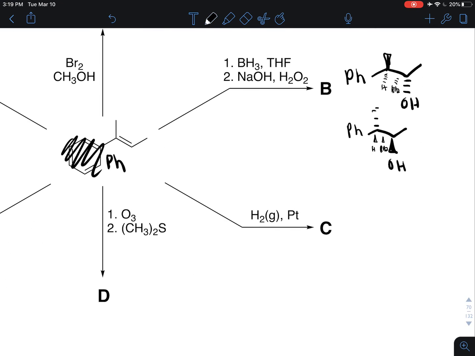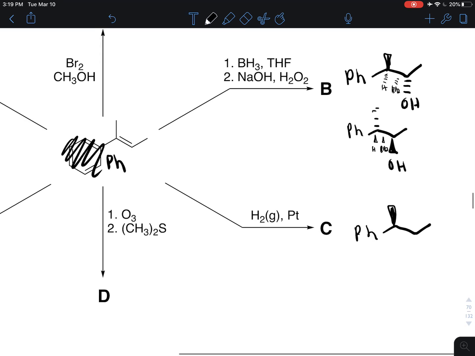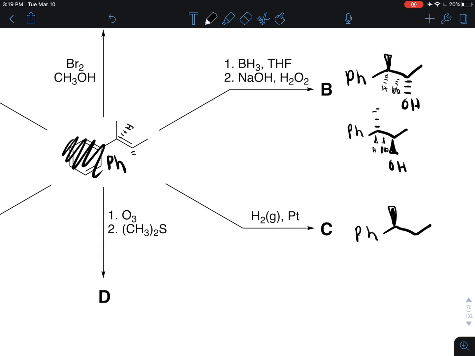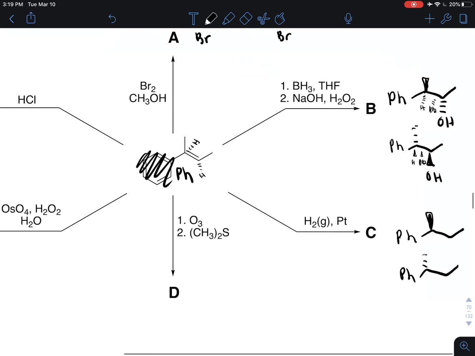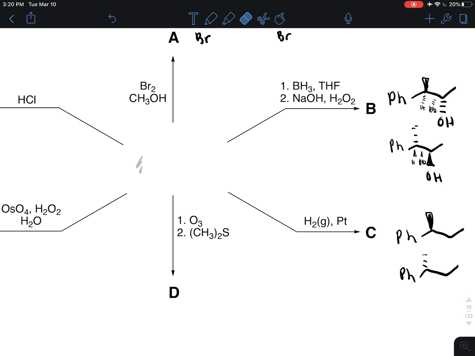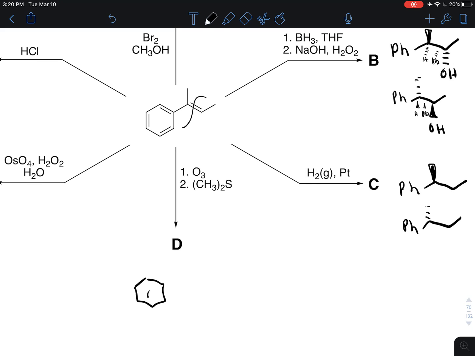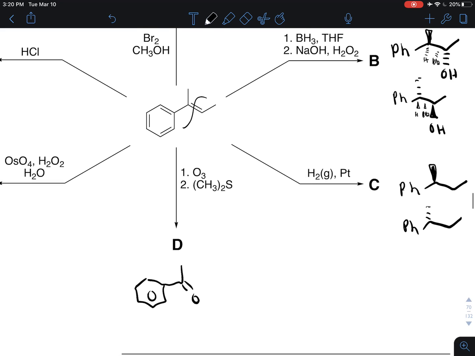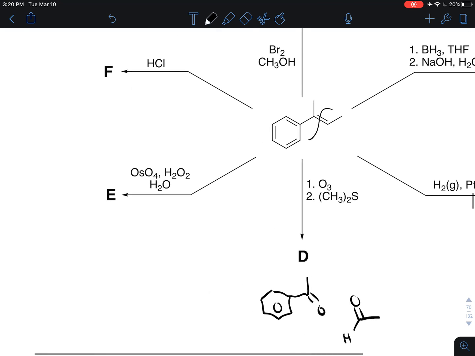Okay, so in C, you're adding hydrogen gas and platinum to the pi bonds. Remember, that's also syn addition. So remember that it's adding a hydrogen here, and that's going to force sometimes those substituents up or down. Okay, so those are those structures. Okay, so ozonolysis is just going to cleave right here, so you're going to get a mixture of products. You're going to get this ketone, and then you're also going to get this aldehyde.